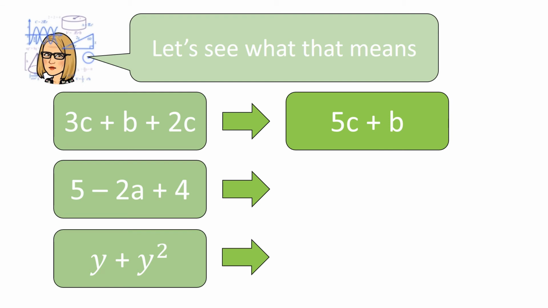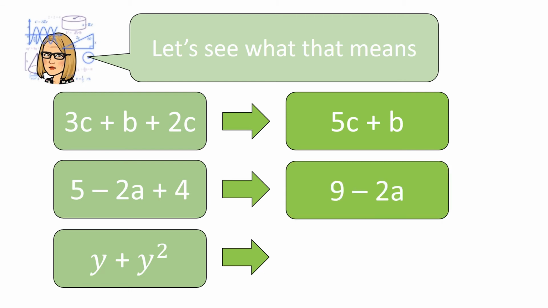In the second example, I've got 5 subtract 2a plus 4. So I can group my like terms. 5 plus 4 is 9, subtract 2a. That's y plus y squared. Those aren't like terms, so there's nothing I can do there.